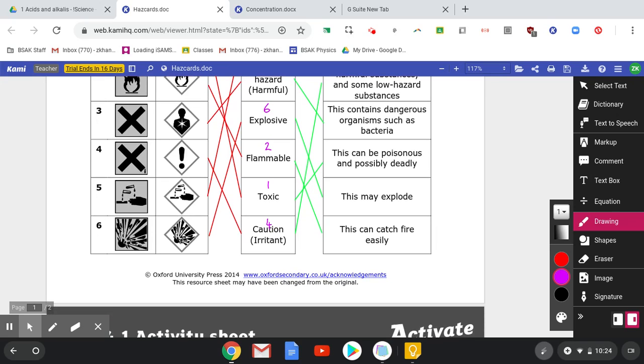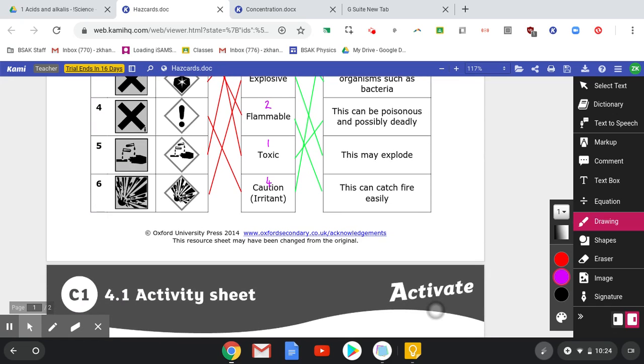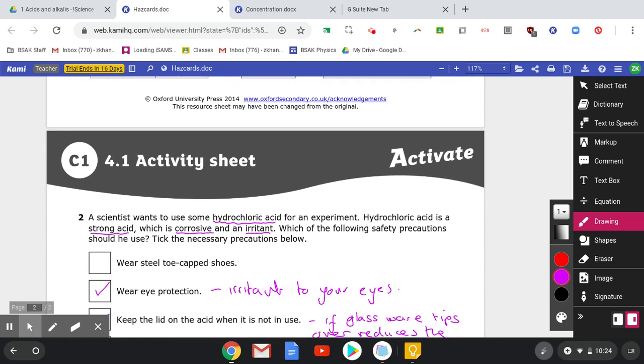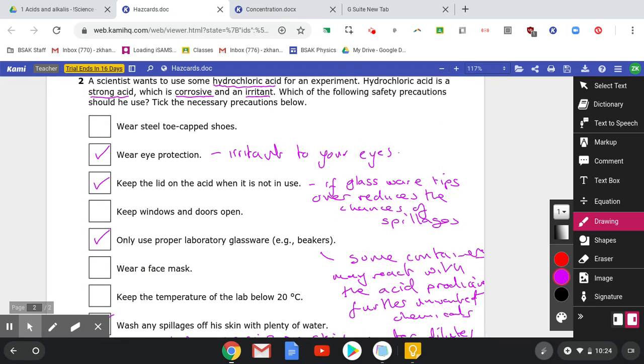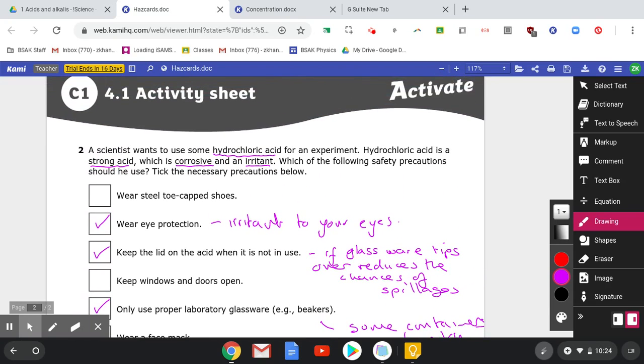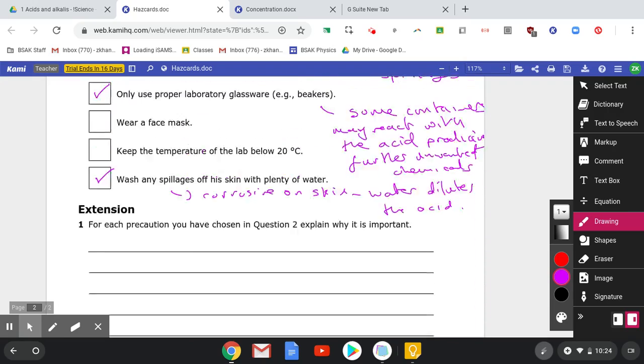Then it says it's an irritant as well. So this includes irritants, harmful substances and low hazard substances. So it could be an irritant to your skin, to your eyes. So where the hydrochloric acid is reacting with your skin, not enough to burn it, but enough to cause a chemical reaction. But with corrosive, it will possibly burn your skin as well.